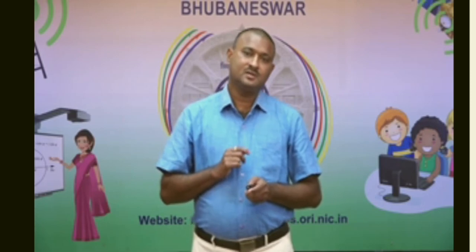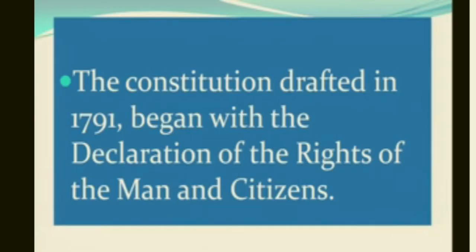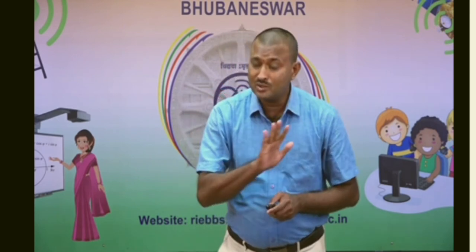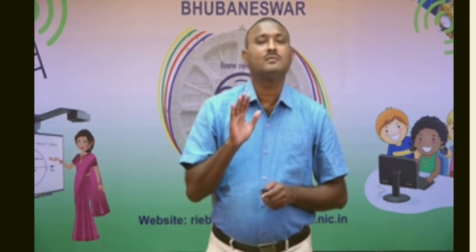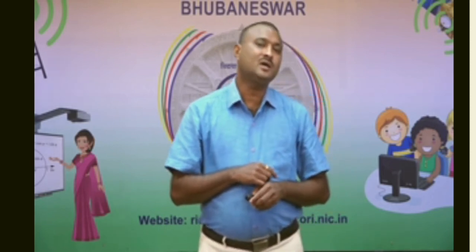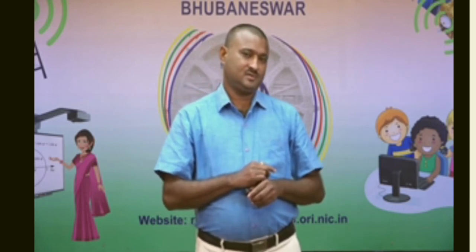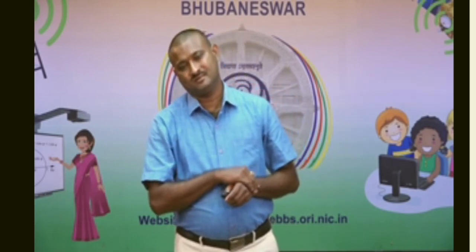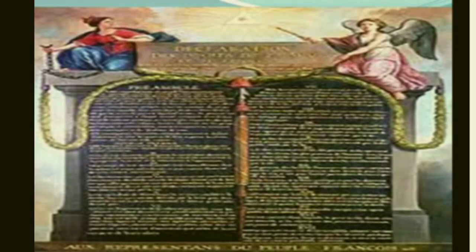After that, the Constitution drafted in 1791 began with the Declaration of the Rights of Men and Citizens. You know, prior to this, during the time of the monarchical form of government headed by Louis XVI, there were no rights, no freedom given to the people. That is why when the Constitution of France was drafted, it began with the Declaration of the Rights of Men and Citizens. You see, this is the tablet which consists of the Declaration of the Rights of Men and Citizens.